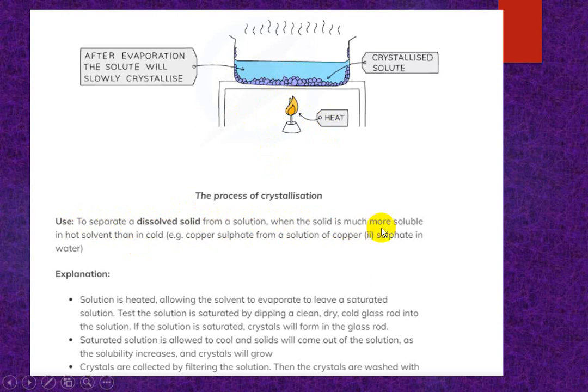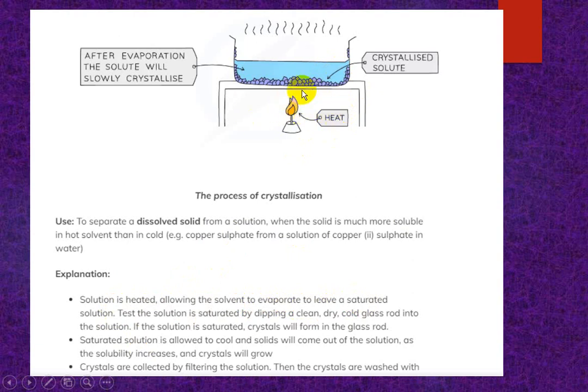This is used when a solid is much more soluble in hot solvent than in cold, like copper sulfate. We can separate copper sulfate from a solution of copper sulfate in water this way. Explanation: the solution is heated, allowing the solvent to evaporate to leave a saturated solution, a solution with the maximum amount of solute.